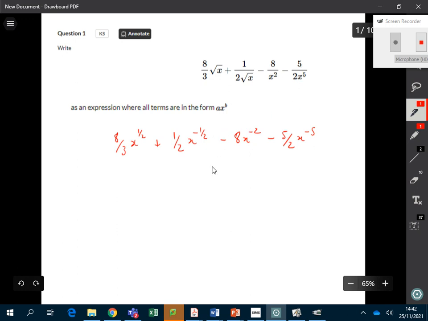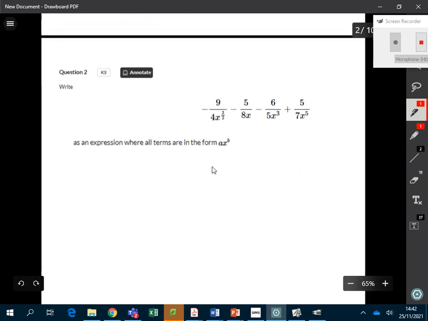So that was number one. Number two, so we've got, again, to start off with, minus 9/4, and that's x to the power of minus 3/2. And then we've got minus 5/8 x to the minus 1, minus 6/5 x to the minus 3, and then plus 5/7 x to the minus 5.